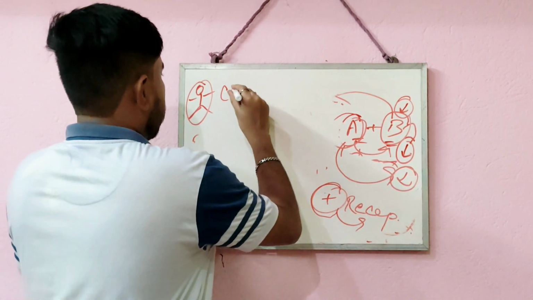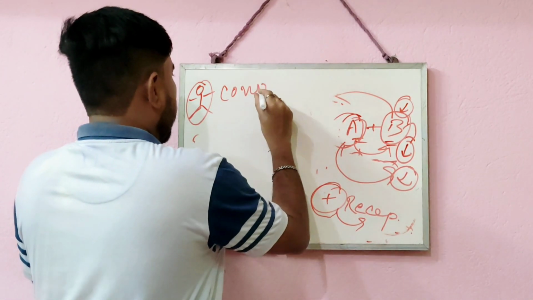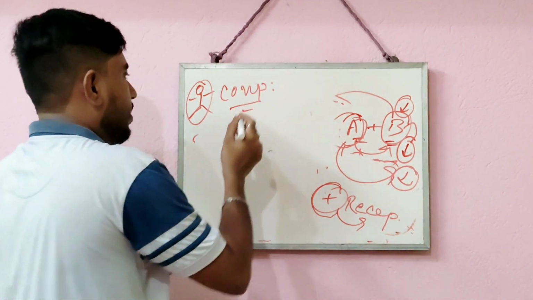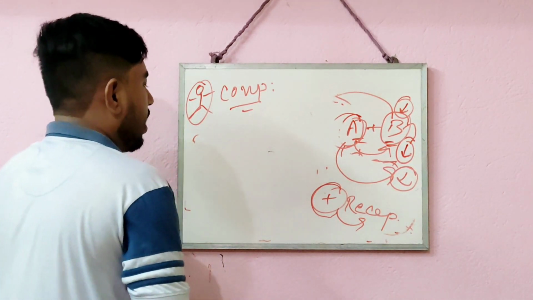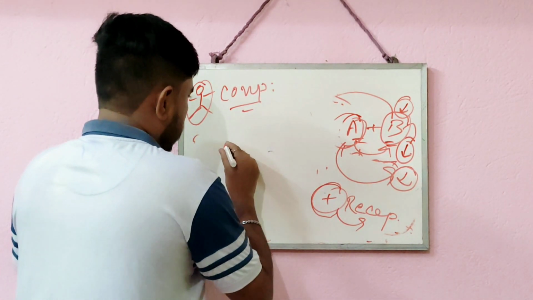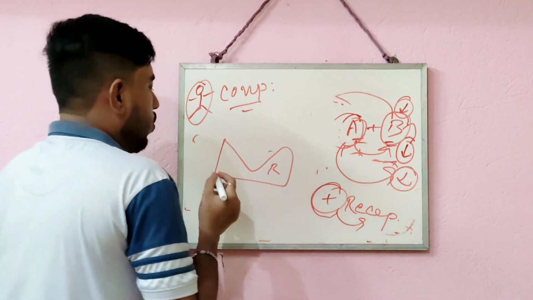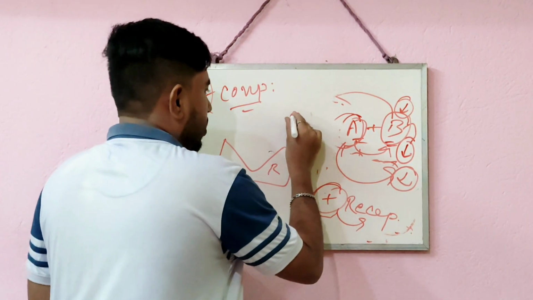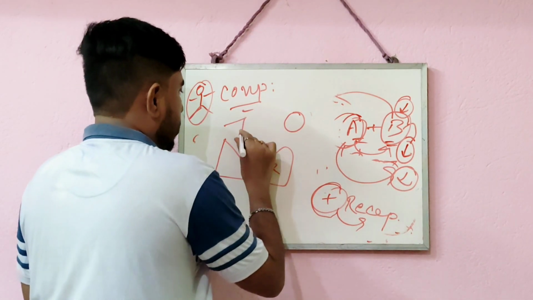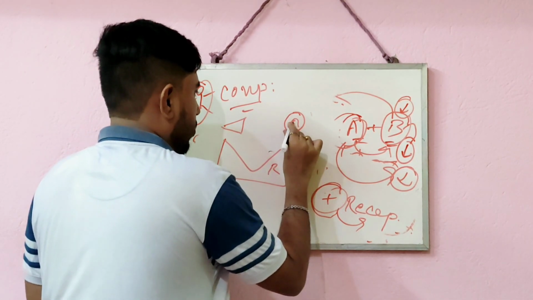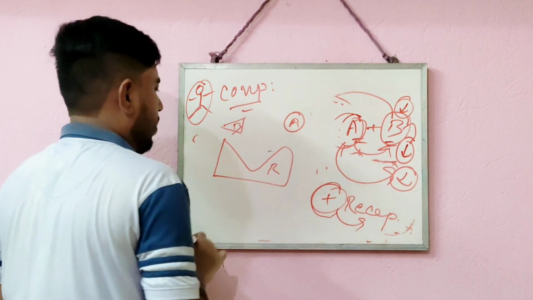First one is competitive. By that name only you can understand what will happen here. Here competition will take place. Just suppose there is a receptor. Now two drugs will be there. One drug is like that and another drug is like that. Suppose drug A and drug B.